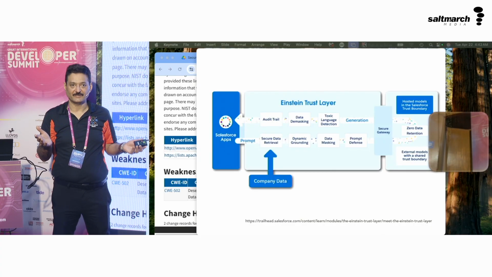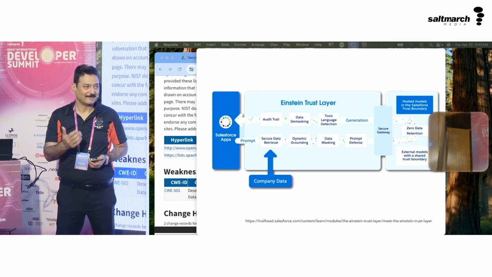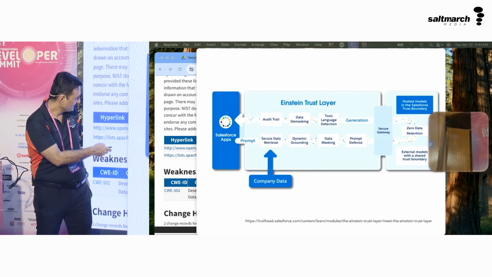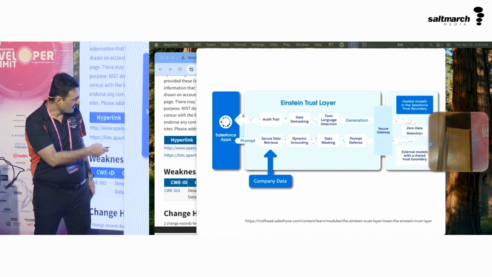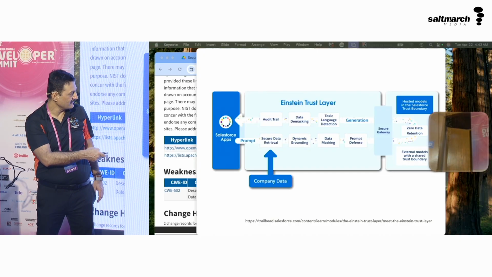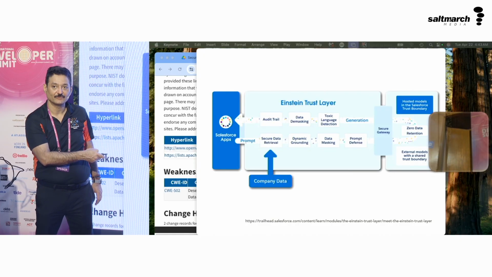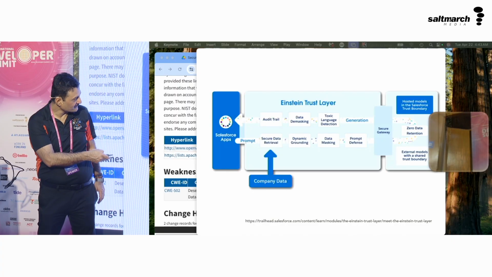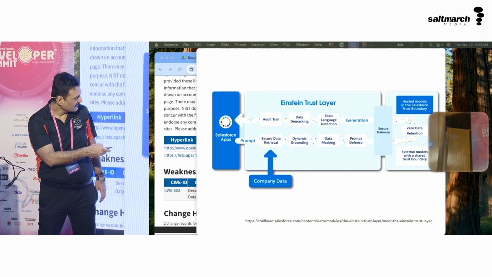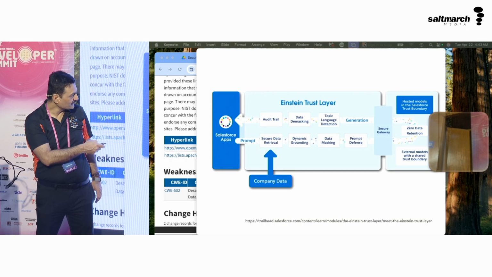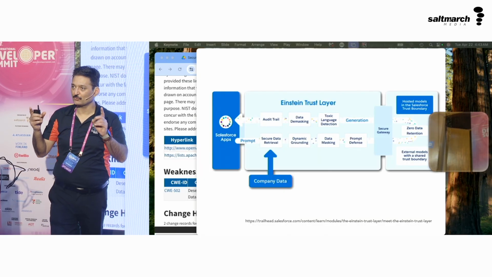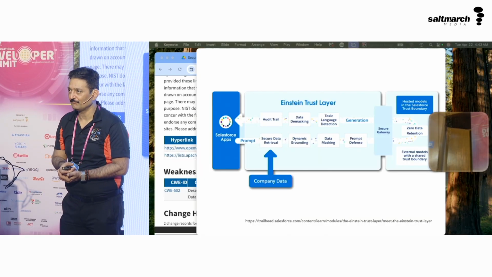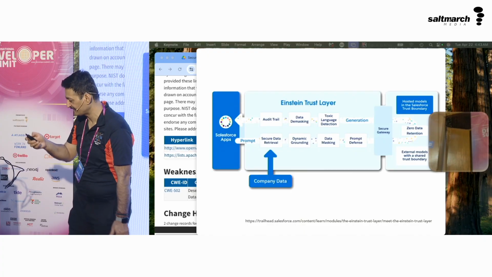Now think about it. I wrote a prompt, but it does not go out right away. You need to retrieve the prompt. You need to do grounding, data masking, and prompt defense. When it goes to zero retention, which is the trust boundary, it goes out, it comes back, then toxic detection, data masking, and audit trail. I'm going to go through each and every step, which will make sense for you. Okay, let's take one step at a time.